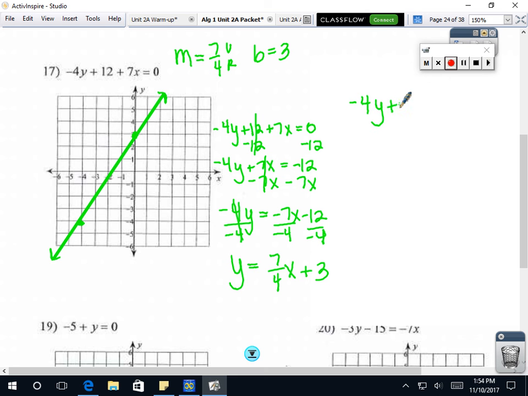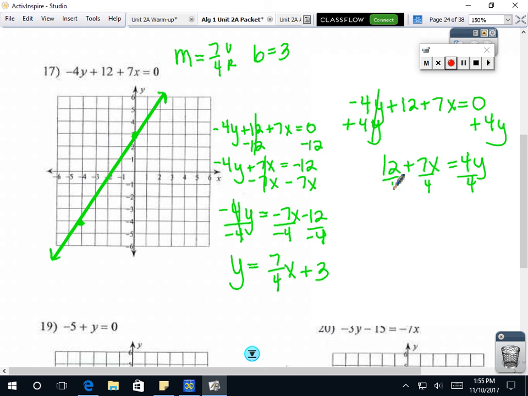Negative 4y plus 12 plus 7x equals 0. We chose to move the 12 over and then move the 7x over to get y by itself. But couldn't you just have moved the 4y over to this side? And now you have 12 plus 7x equals 4y. And now divide by 4, divide by 4, divide by 4, and you have 3 plus 7 fourths x equals y. And then you could quickly rearrange that.